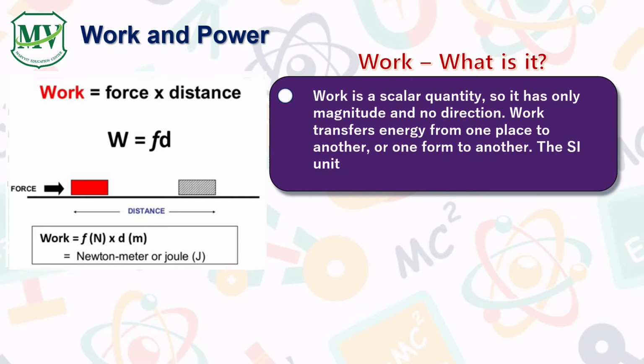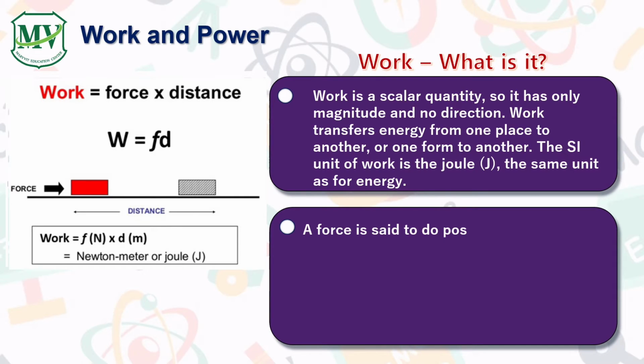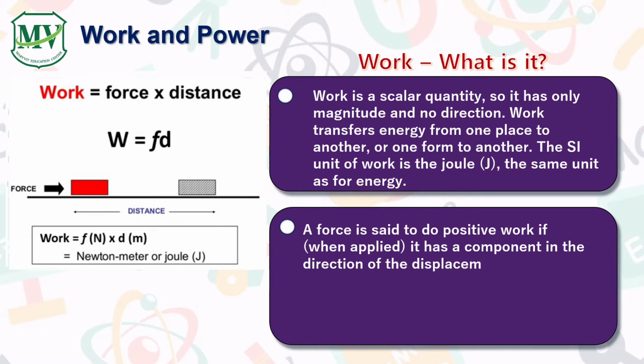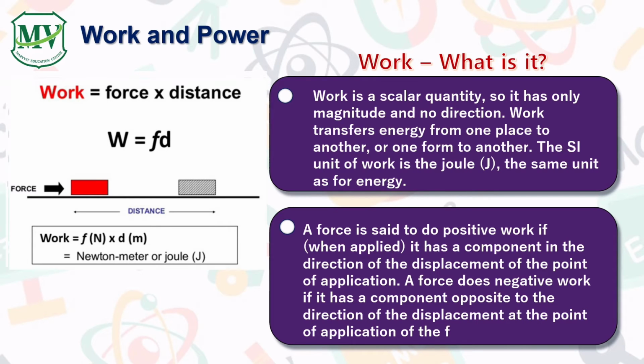Now, to express the concept mathematically, the work W is equal to the force F times the distance, or W is equal to F times D. Now, the SI unit of work is the joule, which is defined as the work done by a force of 1 Newton in moving an object through a distance of 1 meter in the direction of the force.